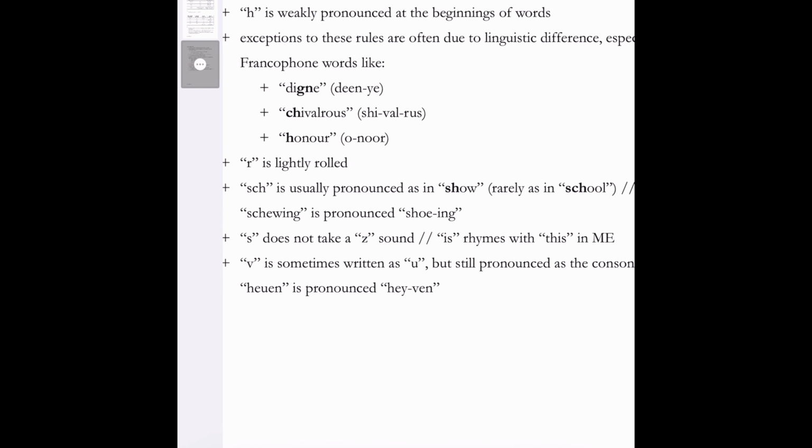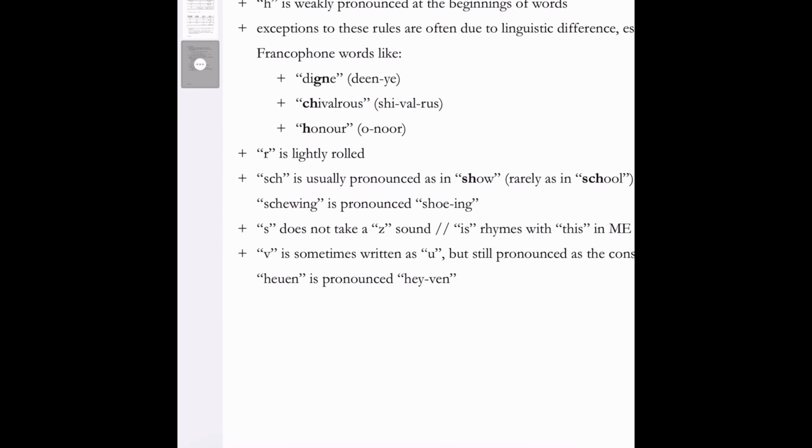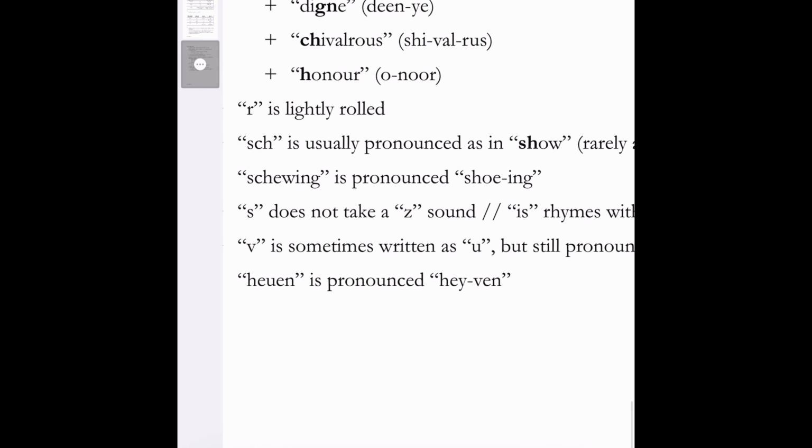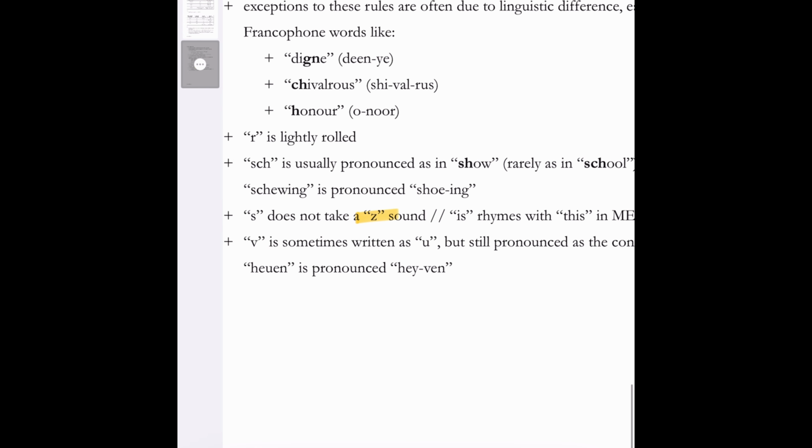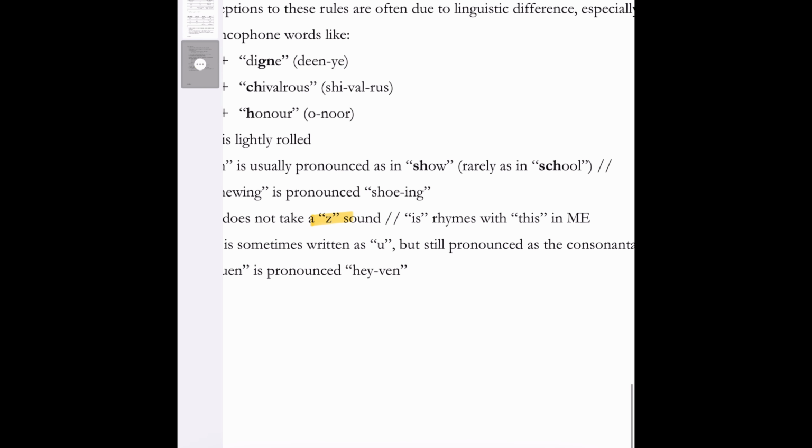S does not usually, can actually think of an exception, does not take a Z sound. You might normally think, well, when does it take a Z sound in modern English? If you say the word is in modern English, you're not saying is. If you have an American accent, you're not saying is. All right? So is rhymes with this in Middle English, not using a Z sound.